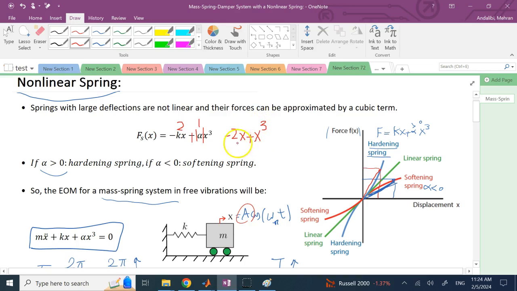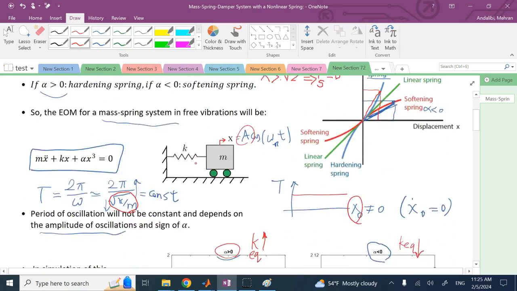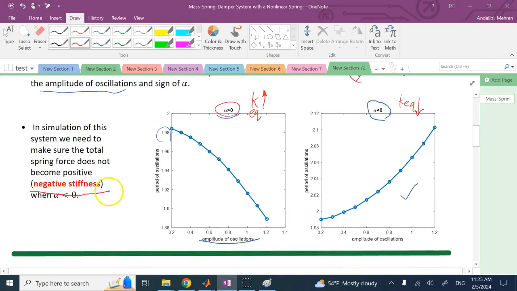If x becomes bigger than, in this case, not 2 actually, bigger than square root of 2, then this spring force is going to become positive, which means the spring is helping your system to vibrate. And that is not what the spring does. The job of a spring is to oppose vibrations. So instead of being like a real spring, it is going to be the opposite of what a spring does, or we call it what? We call it negative stiffness.